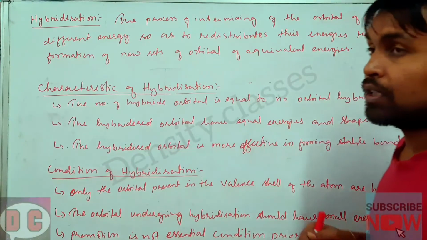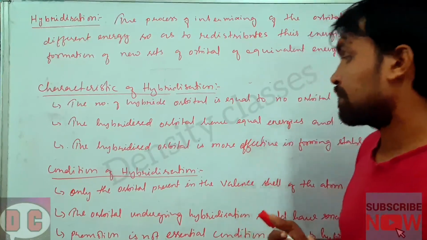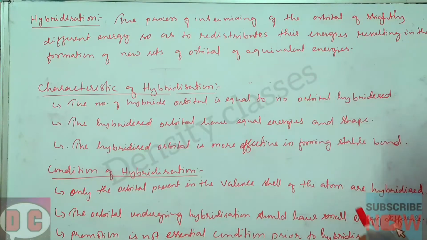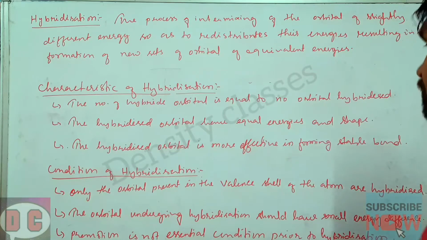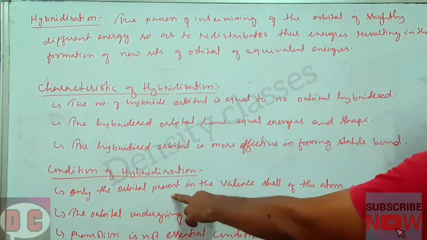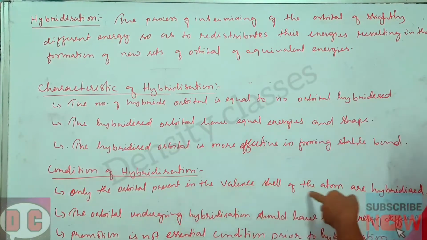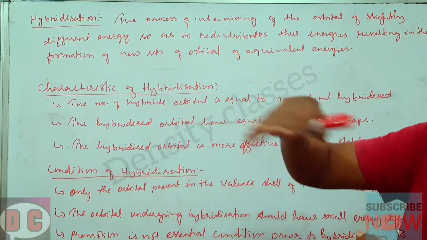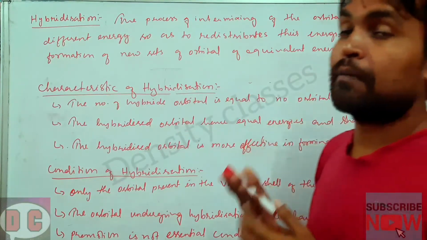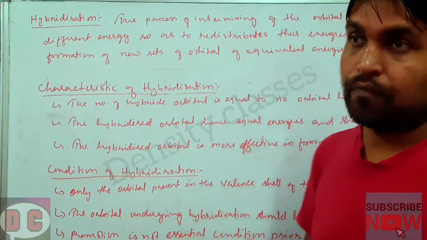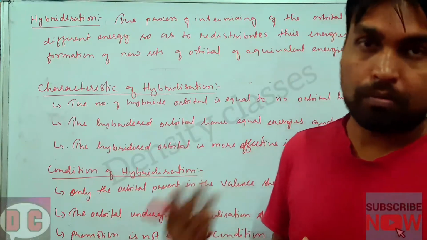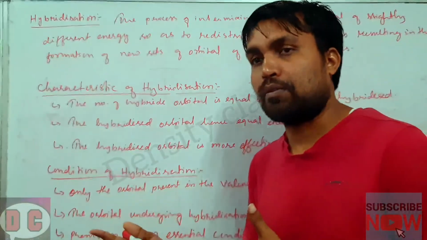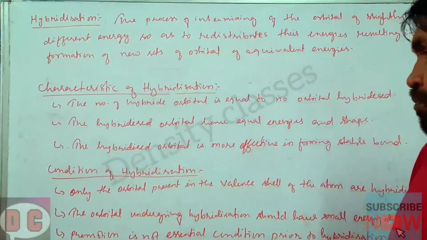Only those orbitals present in the valence shells participate in hybridization. Only the orbitals present in the valence shell of the atoms are hybridized. Valence shell means the outermost shell; whatever orbitals have electrons there will participate in the formation of the bond.